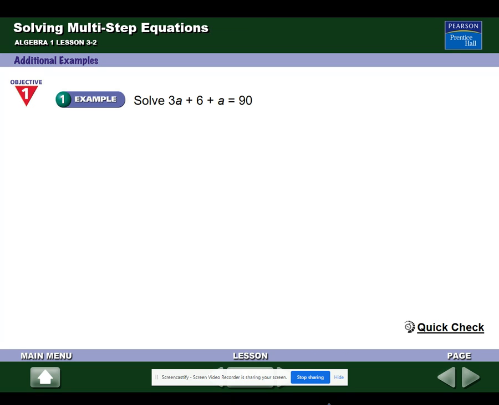Algebra 2, Section 3.2, solving multi-step equations. Really just have 5 examples to work through here. It's really just the continuation of the previous lesson, so let's get into it.